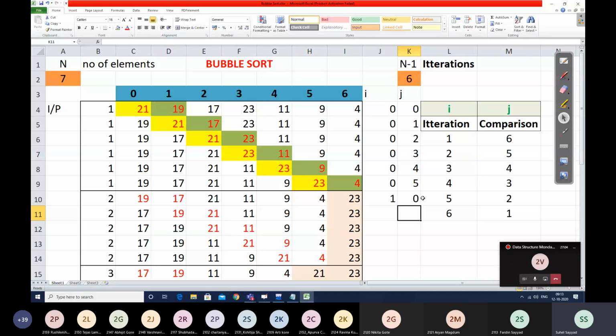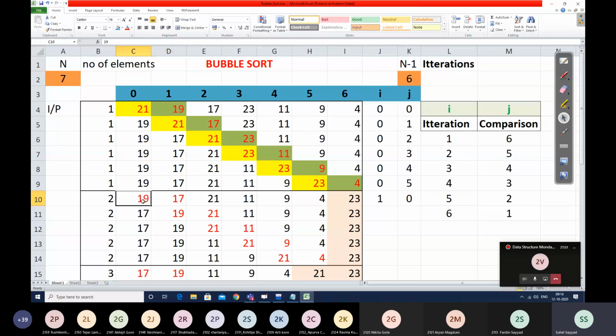Now again comparison will take place. Again the value of j is 0, then these two numbers will be checked. So this is our yellow, that is j, and this is our green, that is j plus 1. Again next step, these two comparisons will take place, and the story will continue as it is, right?